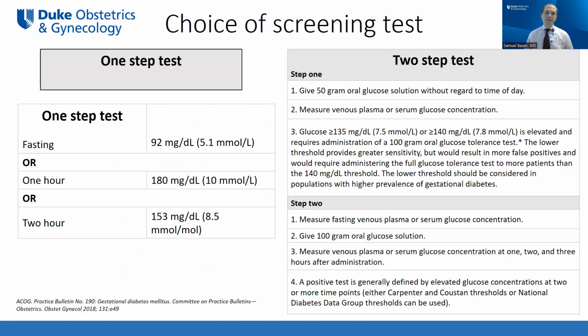We will talk about different types of screening tests in this presentation. There's a one-step test and a two-step test that have been advocated by the American College of Obstetricians and Gynecologists, and here at Duke, we tend to use the two-step test regardless of the gestational age. Others use a one-step test. The most important thing in general is that you have standardized this throughout your health system so that everyone's talking the same language.